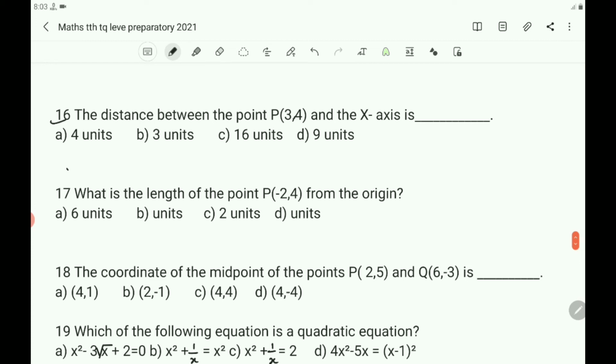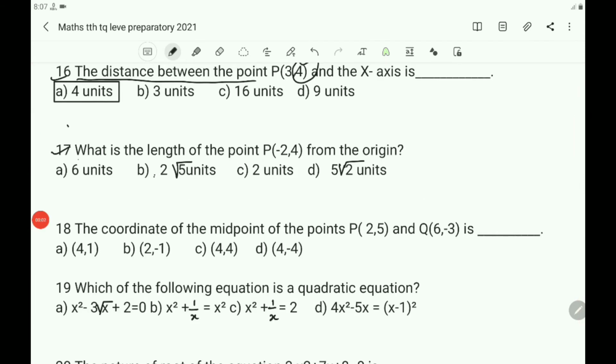Next, you take the 16th question. The distance between the point P(3, 4) and the x-axis is. Here it is already discussed that the distance of a given point from the x-axis means you must take the second one, the y coordinate, that is 4 units. If there is a question to find the distance of a point from the y-axis, then you have to take the first one, that is the x coordinate, the abscissa. So here what is the answer? Distance of the point from the x-axis means you must take the second coordinate, that is the y value. So here, 4 units.